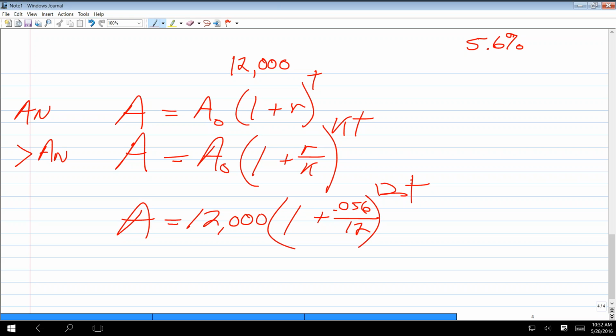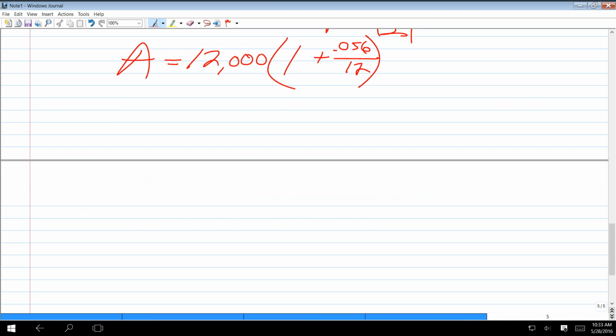And now they probably want to know what's your amount after some number of years. I don't know. What? 3 years. So it's going to be this. Let's go ahead and rewrite it and simplify it so that you can put it into a calculator.